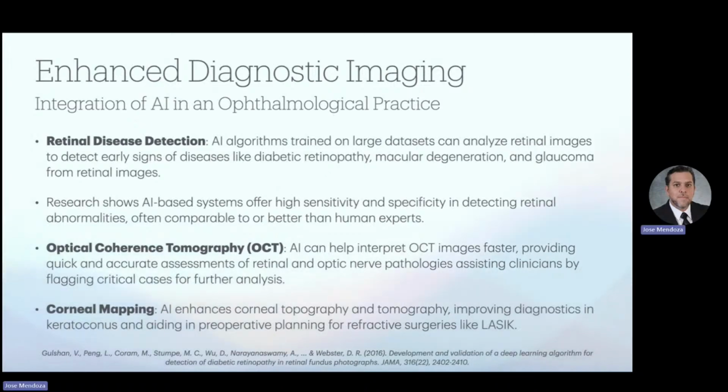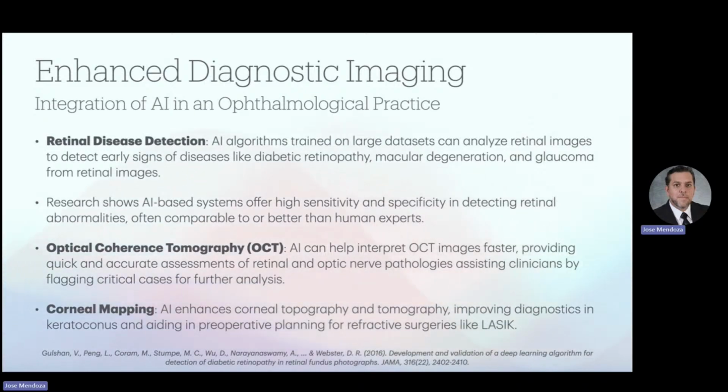So, enhancing diagnosis images, we use a lot of retinal images. We use visual fields, we use OCT, corneal mapping. All of these imaging techniques could be more useful and identify new biomarkers using artificial intelligence. For example, for retinal disease detection like diabetic retinopathy, macular degeneration, and glaucoma, we could use artificial intelligence algorithms trained on detection of this disease.